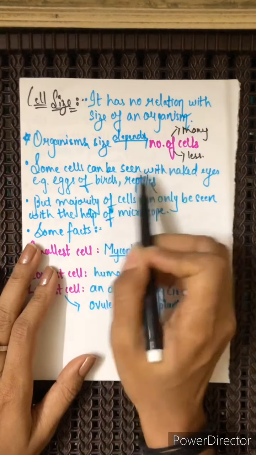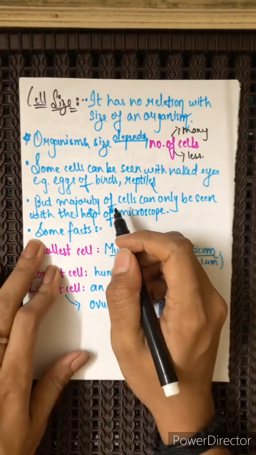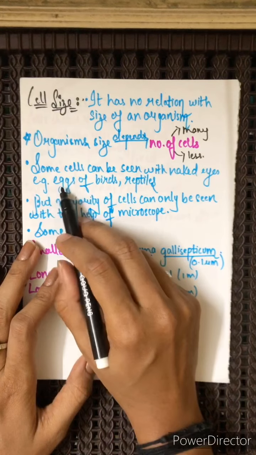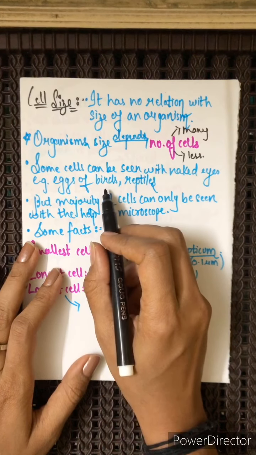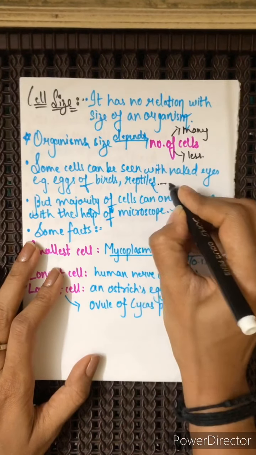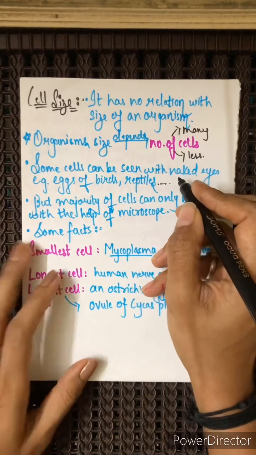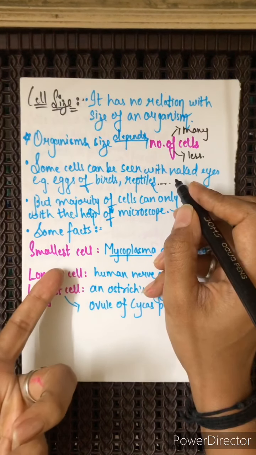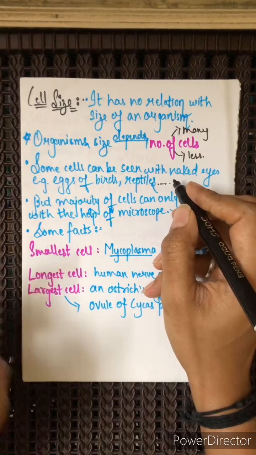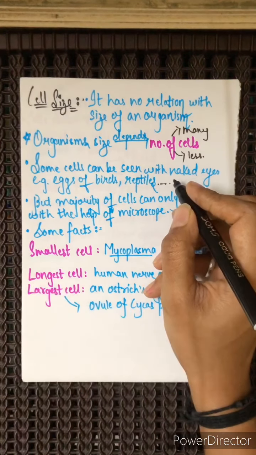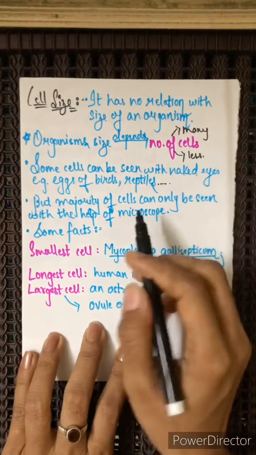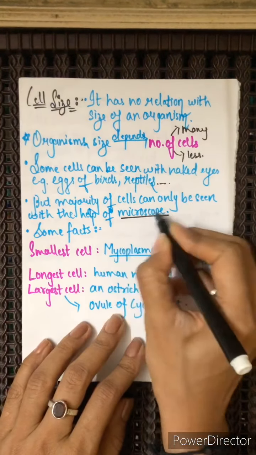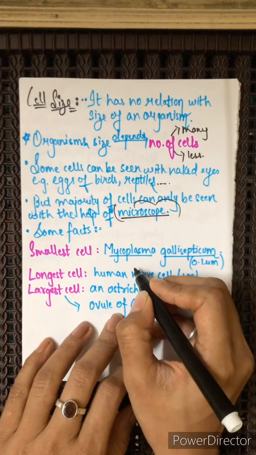Some cells can be seen with the naked eye. Yes, there are some cells which can be seen with the naked eye. That is the eggs of the birds, the eggs of the reptiles, and so on. They are single cell. Yes, the egg that we see is a single cell, but we are able to visualize the eggs with our naked eye because they are very big. But the majority of the time we are not able to see them with the naked eye, and therefore they have to be visualized with the help of a microscope.